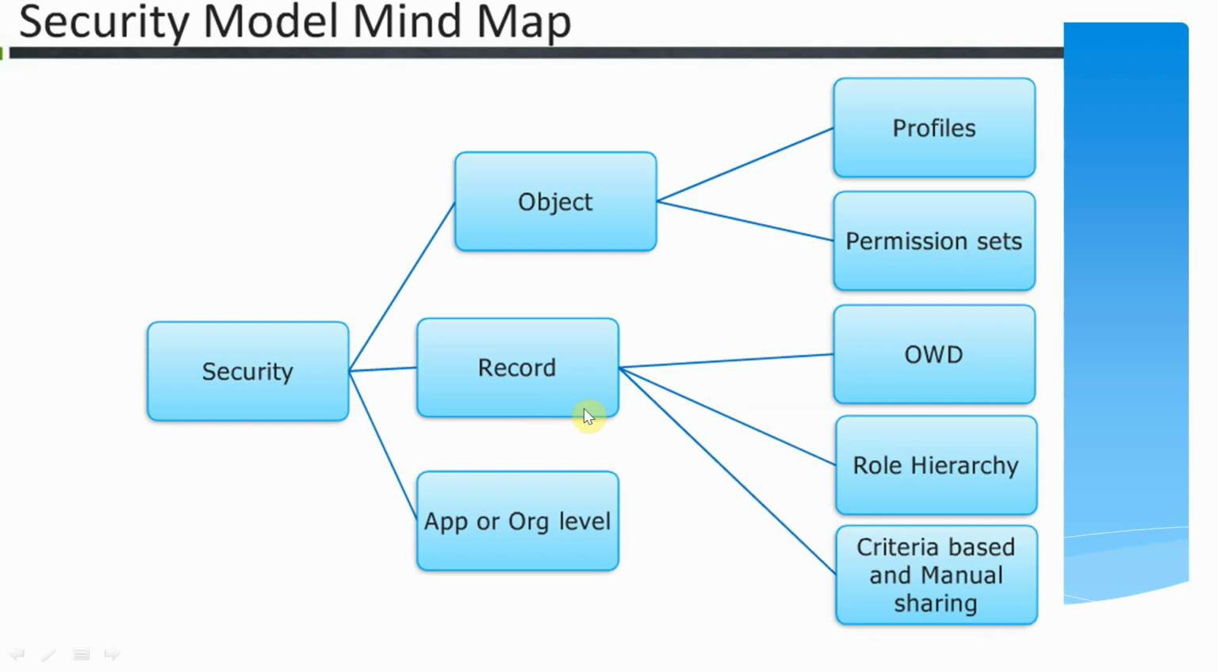Now you can assume that the user has read or write access to records, or delete and update on an object, but then we have to see how the record level access is controlled. It's controlled using three entities: OWD, which is called organization wide defaults, then role hierarchy, and then something called sharing.